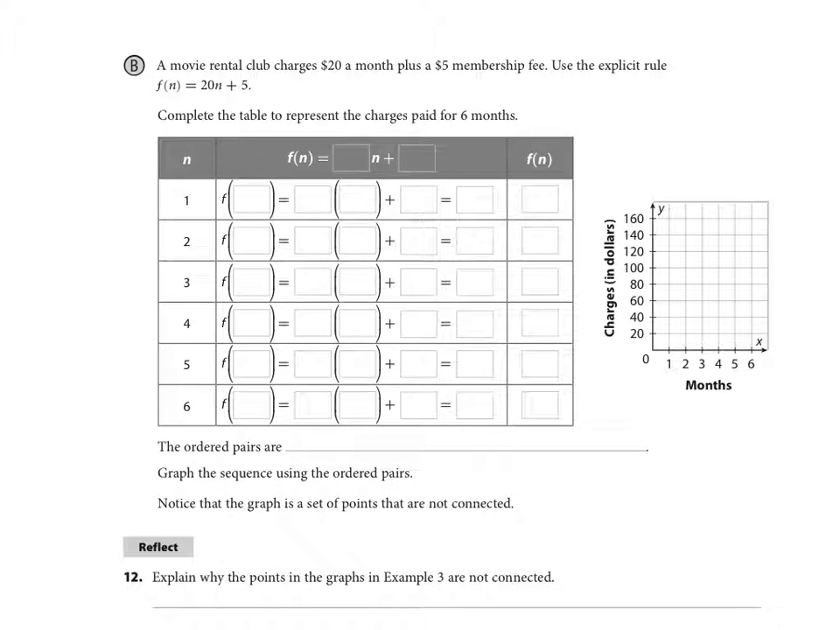So in example B, the first thing, and here we can use the calculator because I have an explicit rule, I want you to go in your calculator to y equals and type in that equation, 20x plus 5. Okay, next, go to second window, your table set. You want your table to start here at 1.